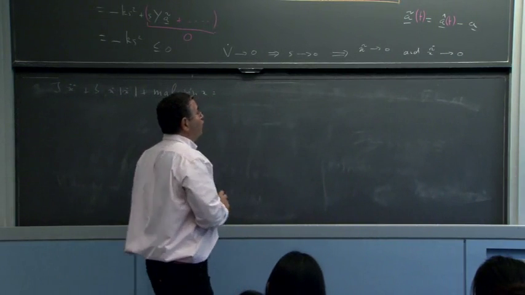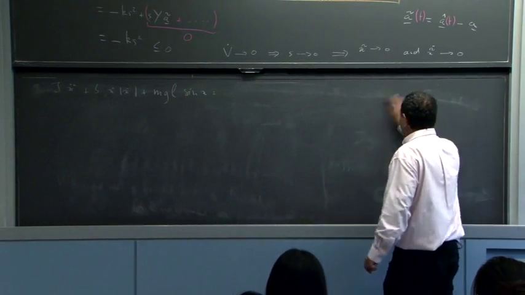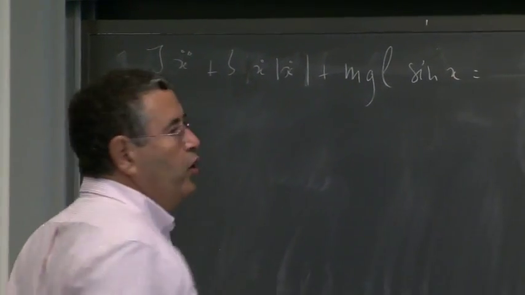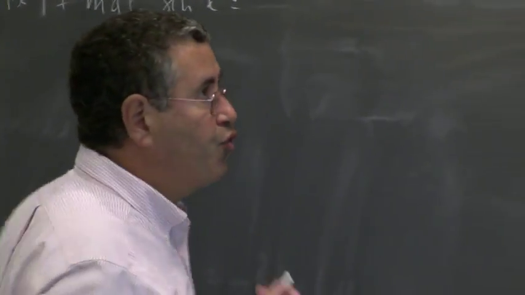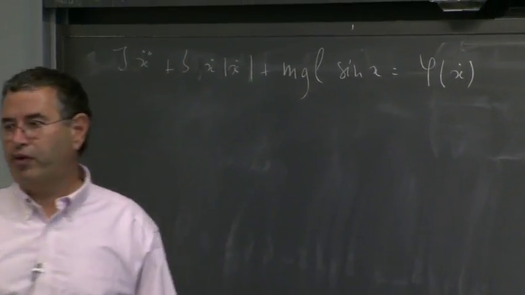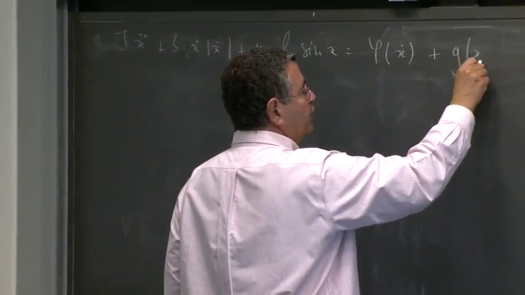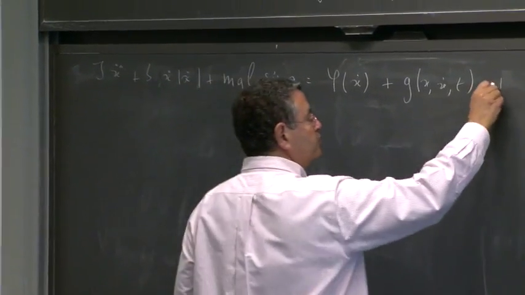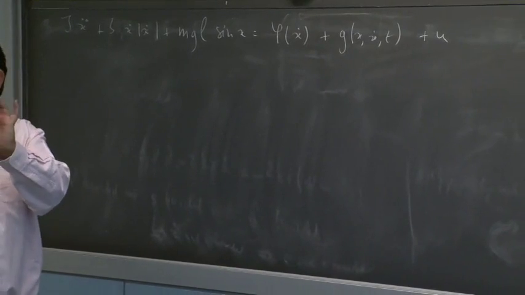So here I'm going to do something which may sound a little weird at the beginning, but suppose that we know that this f of x dot and t is really the sum of two terms, one which depends only, let's say, on velocity, phi of x dot, plus another term, g of x dot and t, right, plus u.